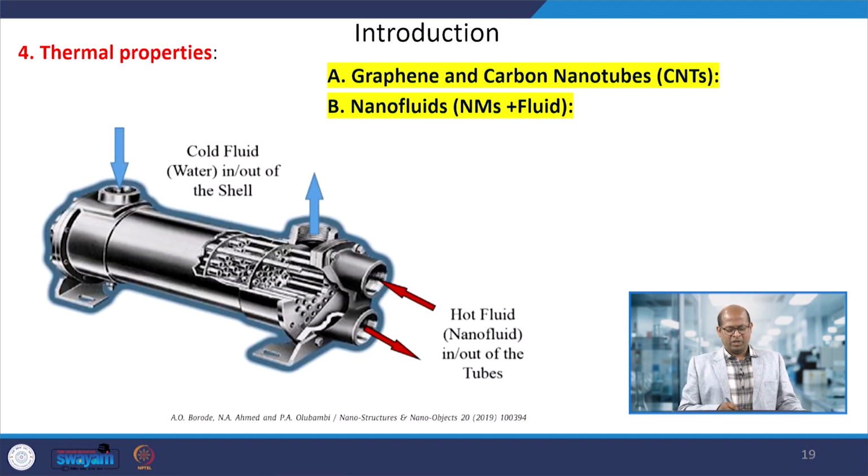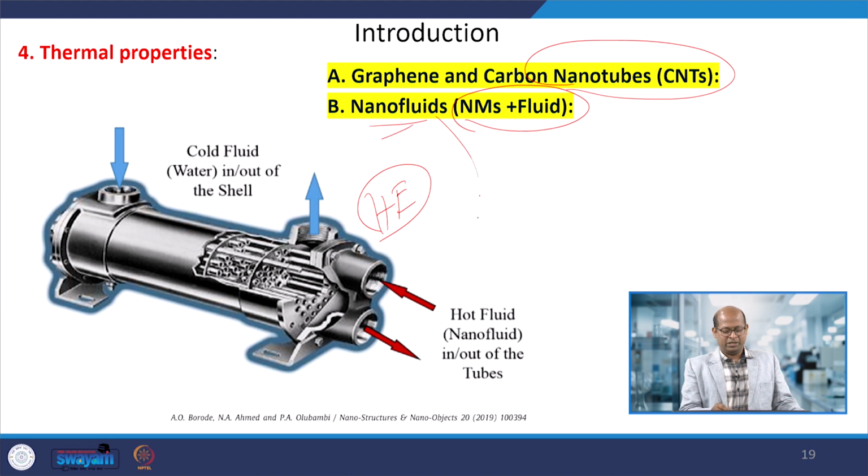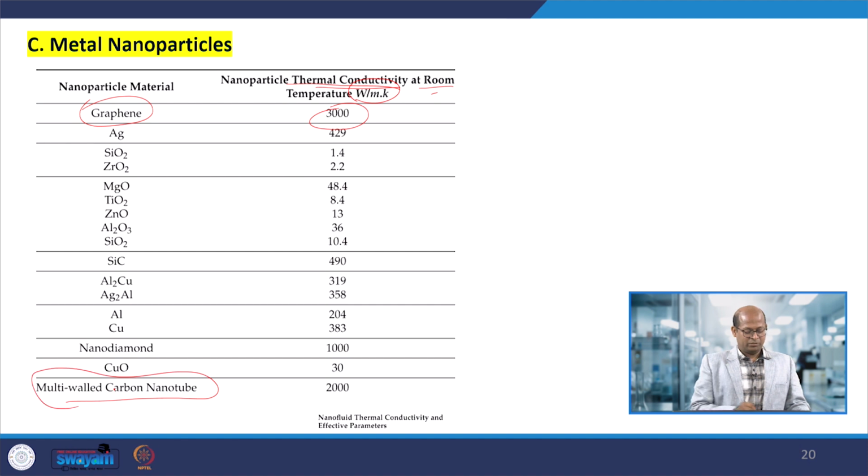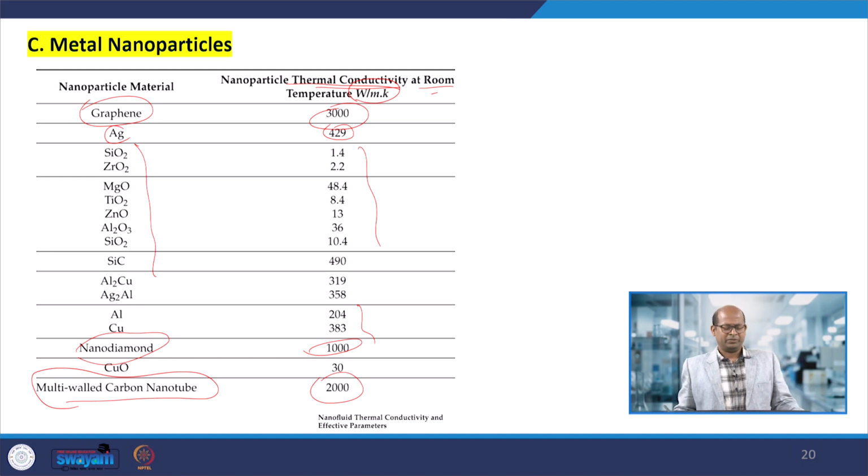Here is just one example I am showing: a heat exchanger, which is very common for heat exchange in chemical plants. We can use nanomaterials, with nanofluids passed through this device to enhance the thermal conductivity or heat transfer performance. Here is a list of nanoparticles I am showing. Graphene has an extremely high thermal conductivity at room temperature, 3000 watt per meter kelvin. Multiwalled carbon nanotubes have a high thermal conductivity of 2000, nanodiamonds thousands, and metals around 429, and different metal oxides and metals also have thermal conductivity. But graphene and multiwalled carbon nanotubes have extremely high thermal conductivity.